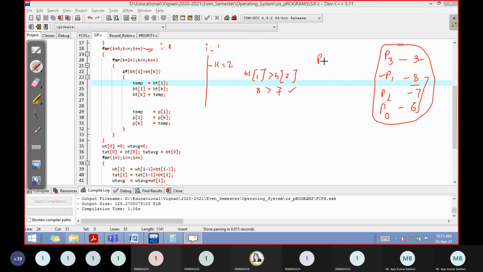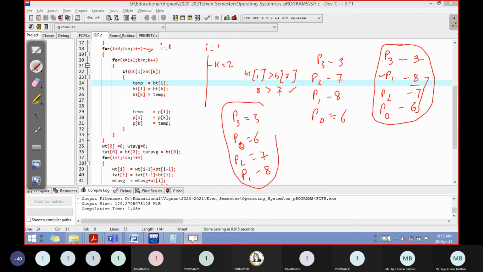Now what will happen? P3 equal to 3, P2 equal to 7, P1 equal to 8, P0 equal to 6. Now again this process will be repeated, and when we repeat it, finally P3 equal to 3, P0 equal to 6, P2 equal to 7, and finally P1 equal to 8. So this is what we are going to get. And then we will be performing the operations.